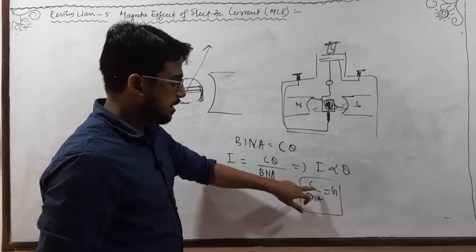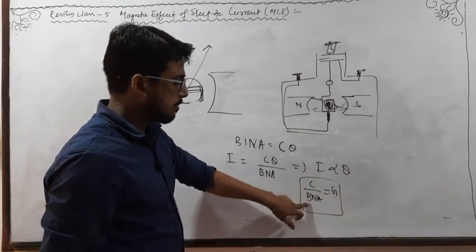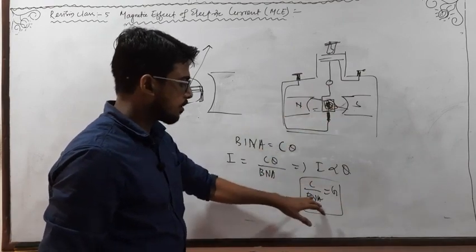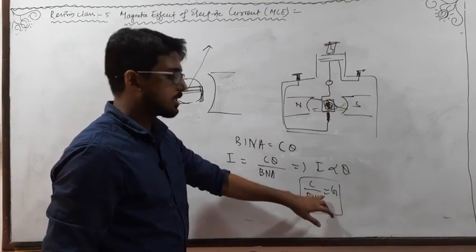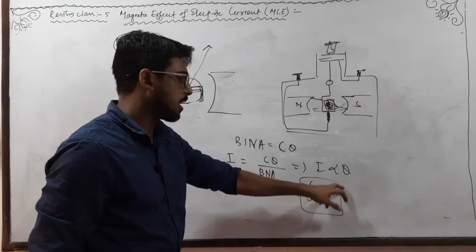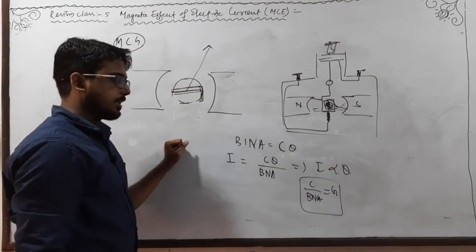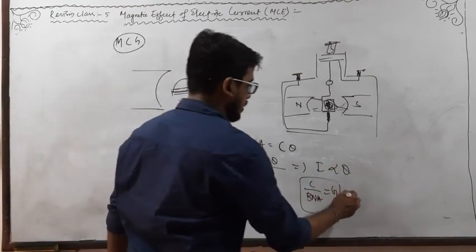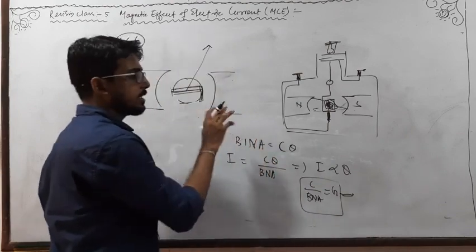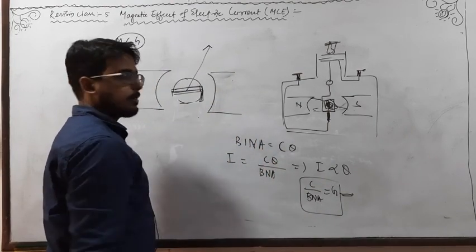For a given galvanometer, C is constant, the magnetic field of the magnets is constant, the number of turns of the coil is constant, and the cross sectional area of the coil is constant. So this is known as the galvanometer constant, and from this I is directly proportional to theta. For the detailed derivation you can go through the previous video lectures.